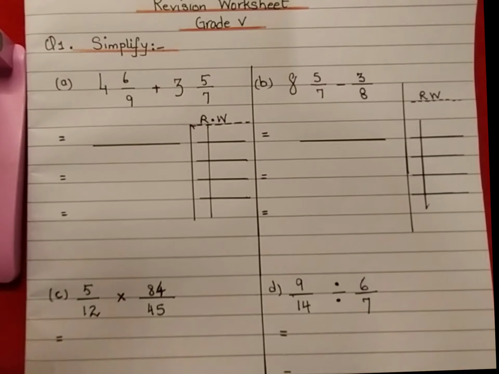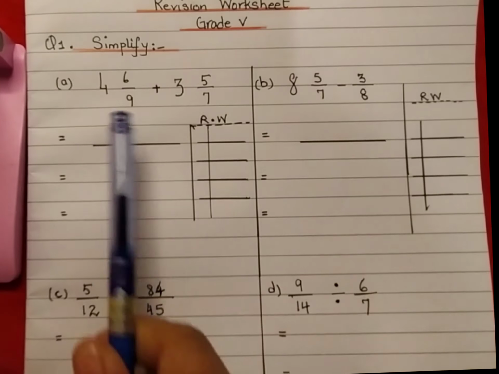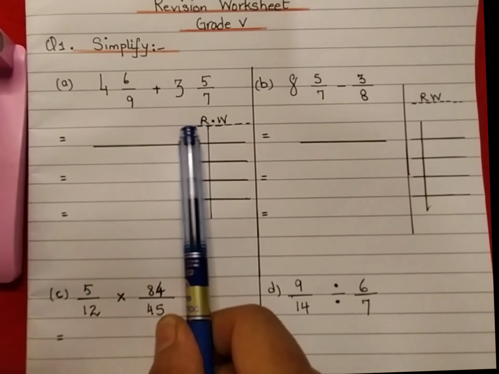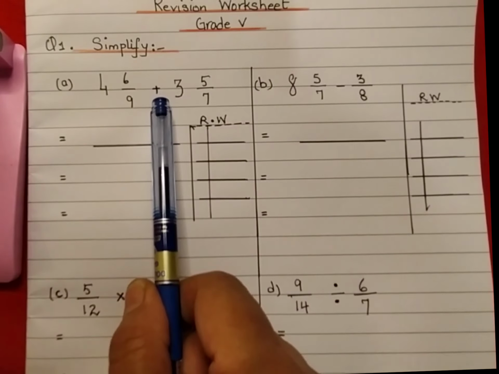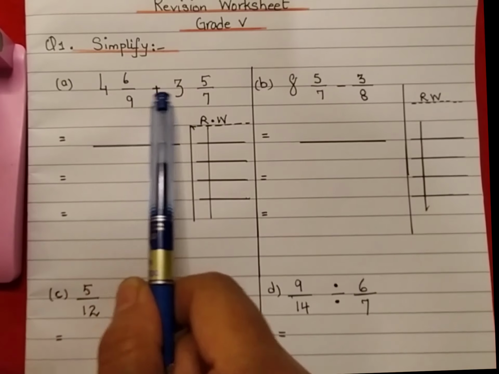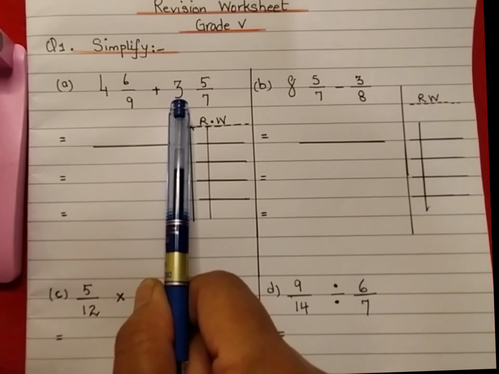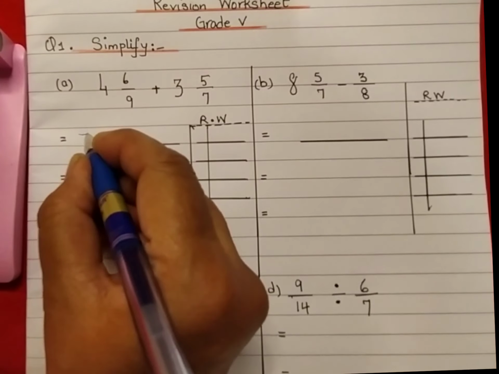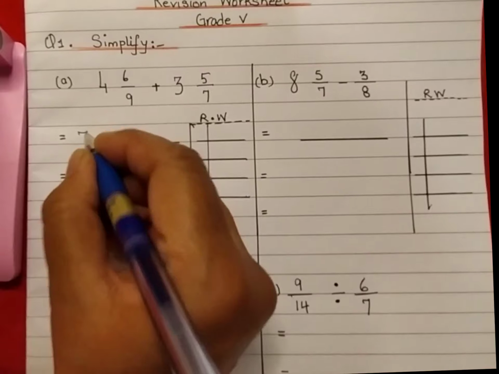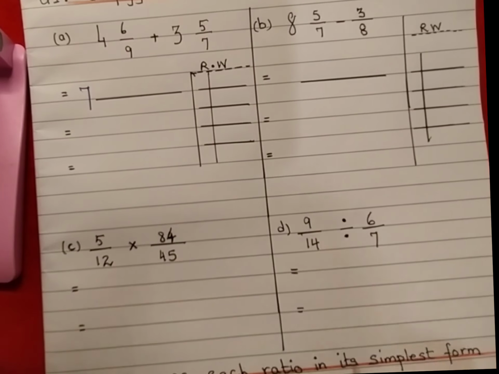So the first question that you see here is your addition sums, okay? Your addition of fractions here. So when you're given the addition here, just have a look at the whole numbers here. 4 plus 3. So you're going to add up the whole numbers. So I'm going to write down 7 as my whole number. Now you have to find out the LCM.